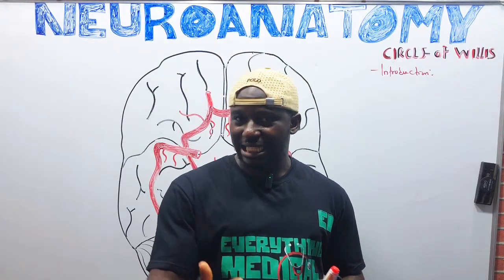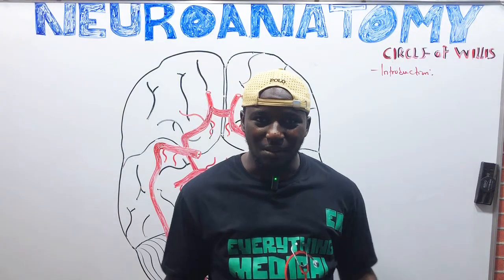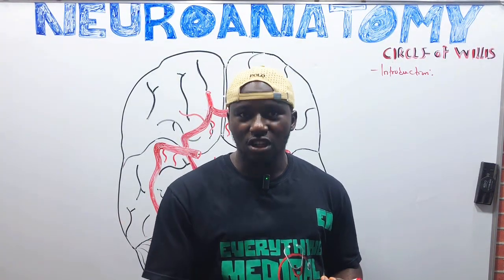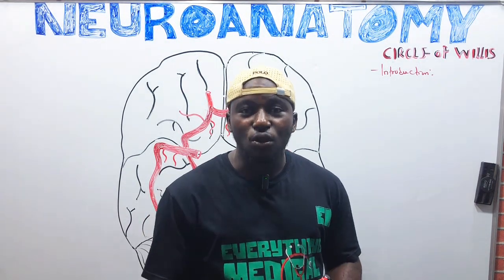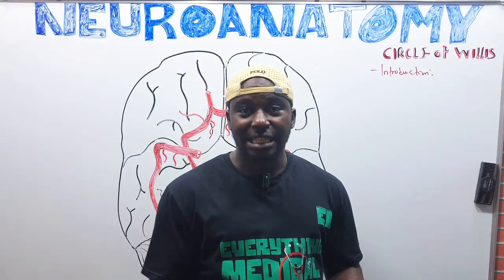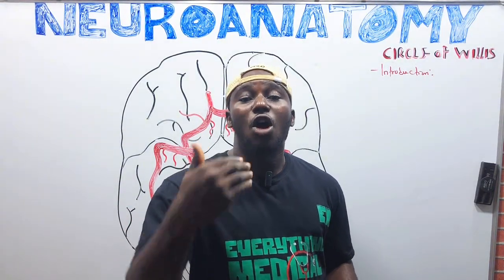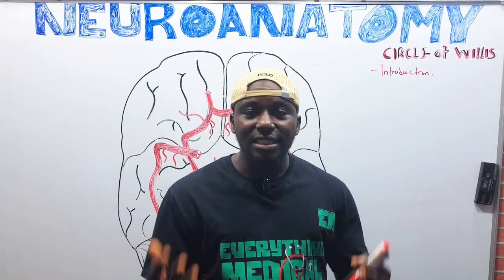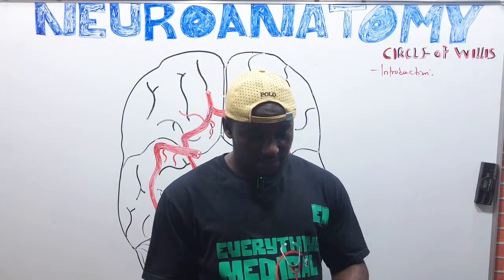So when you understand how the Circle of Willis goes and how it works in the brain, you'll be able to know how cerebral embolism occurs, or thrombosis or hemorrhage. And that is what usually leads to stroke, that is ischemic stroke or hemorrhagic stroke. These are vascular conditions that are related to the Circle of Willis, right?